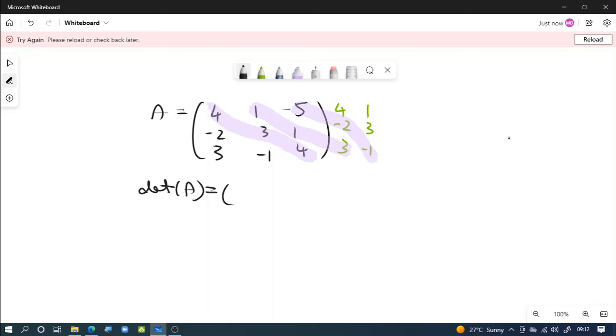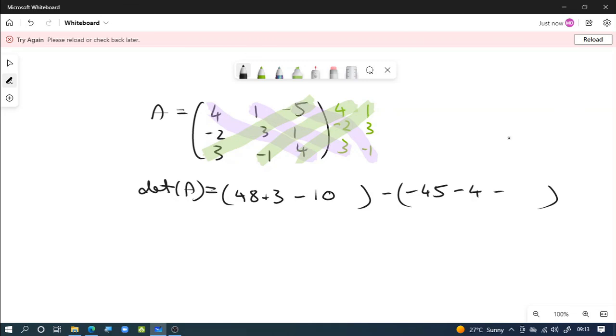The determinant of the matrix A is equal to the sum of the products of the main diagonals. So 4 times 3 times 4, that's 48, plus 1 times 1 times 3, which is 3, plus minus 5 times minus 2 times minus 1, which is minus 10. Minus the products of the second diagonals. We have minus 45, minus 1 times 4, which is minus 4, and minus 8.